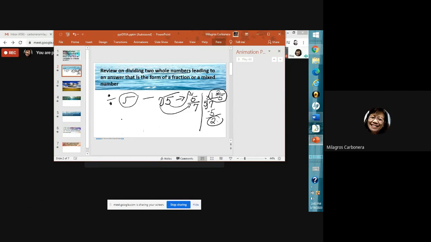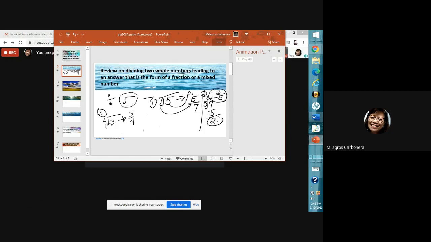Okay? I will give another example. 3 divided by 4. Can we get a group of 4 from 3? No, because your divisor is bigger. And the divisor tells us into how many parts or groups we are going to divide the dividend. Since we cannot get even one group of 4 in a 3, you can express it as a fraction. So I have my example number 1 here. This is my example number 2. And this is my example number 3.